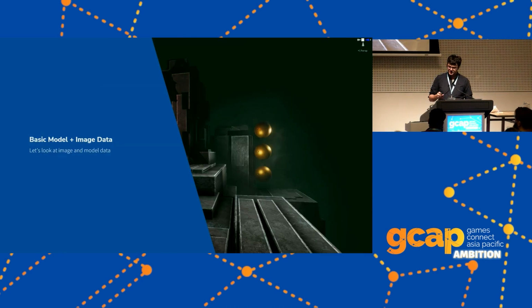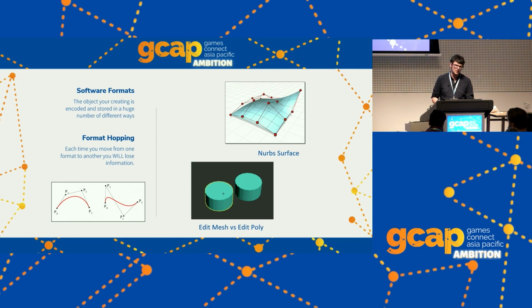Right. So basically, the two most common types of data that we're going to be dealing with here are basic 3D model data and basic image data. There are other things like animations and all of this other stuff, but I'm really not going to be focusing on that today because at some point I have to stop adding slides to this. So the most important thing to remember is really what I describe as format hopping.